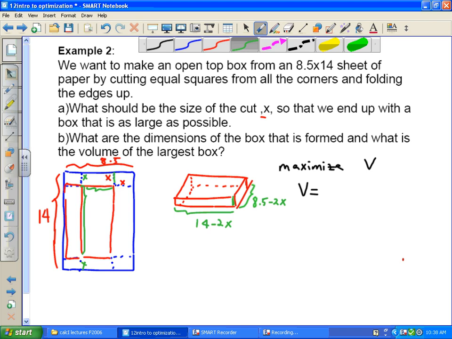X. The cut becomes the height, right, as I showed you in that figure earlier. So the height of this box will be x. So what can you say then for the volume of this box? Volume in general is length times width times height, right? So to do that, let's just multiply these three dimensions together. We have x times 8.5 minus 2x times 14 minus 2x.